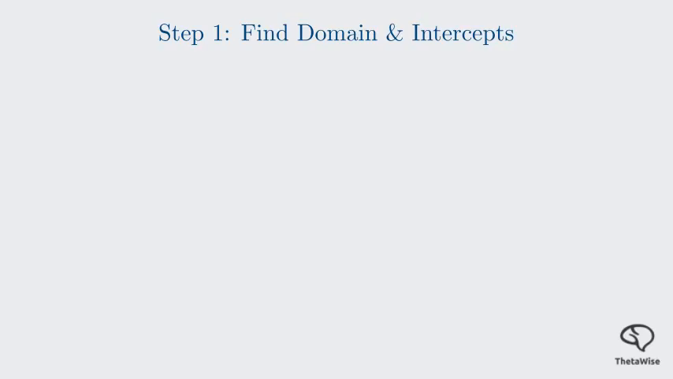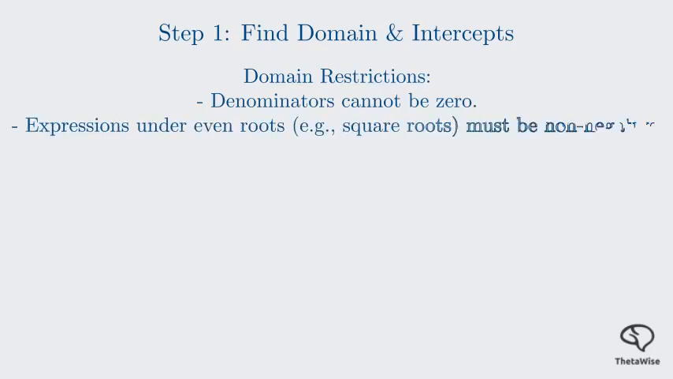For most polynomial functions, the domain is all real numbers. However, you need to be careful with functions that have denominators, like rational functions, or even roots, like square roots. For example, if you have a function with a denominator, you must exclude any x values that make the denominator 0. If you have a square root, the expression inside the root must be greater than or equal to 0.